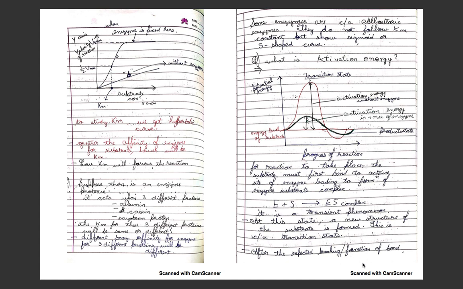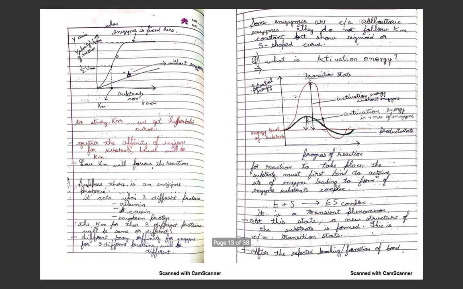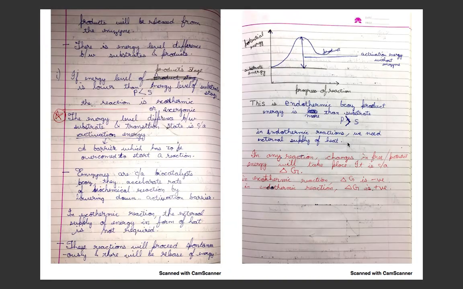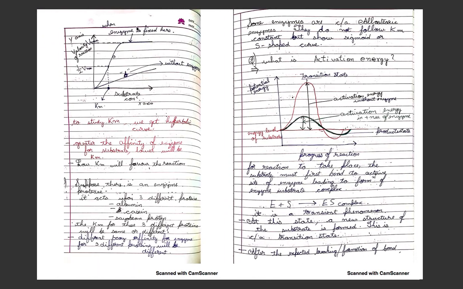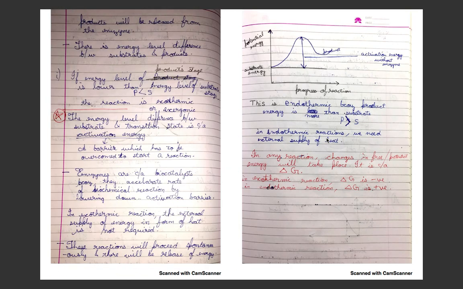Okay, after the expected breaking and formation of bonds, the product is released from the enzyme. Then the energy difference between substrate and products is different. The energy levels of substrate and products become different, because here the enzymes are taken, and here the products are formed, so an energy difference will occur.